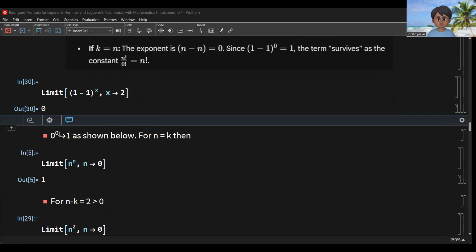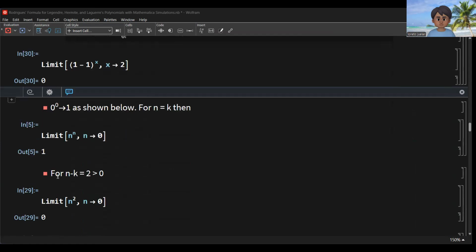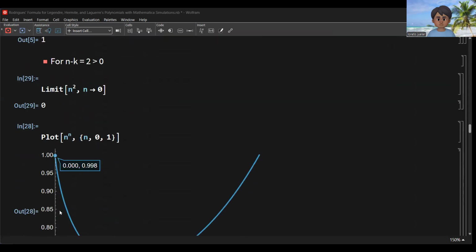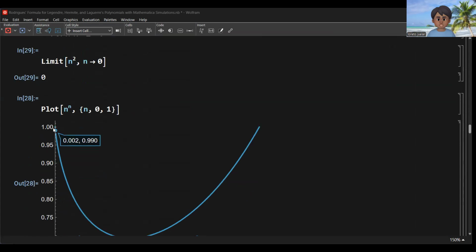So we have here 0 to the 0 approaches 0 as shown below for n equal to k here. So we have the limit of n raised to the n as n approaches 0. So this becomes 1. Now for n minus k greater than or equal to 2, greater than 0, we have the limit here. For example, n approaches 0. So we have 2 here. So this becomes 0. So we have the plot here for n to the n as n approaches 0. So this is equal to 1.